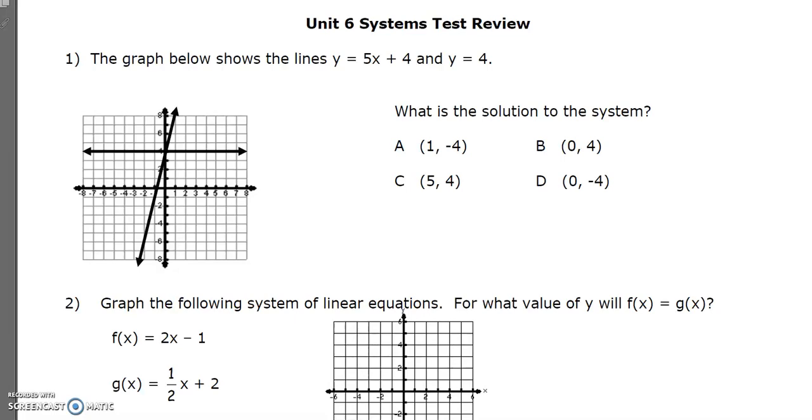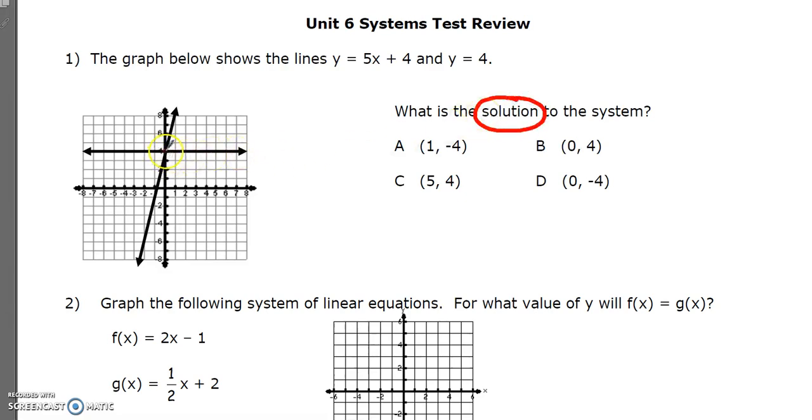Today we're going to go over the Unit 6 Systems Test Review. Number 1 says the graph below shows the lines y equals 5x plus 4 and y equals 4. And it asks what is the solution to the system. Remember, the solution is just merely where the two lines are intersecting.